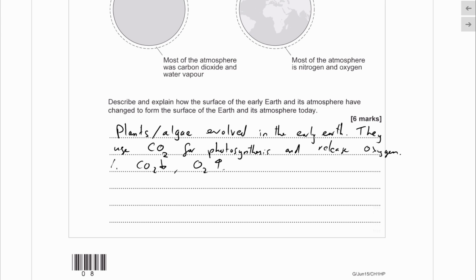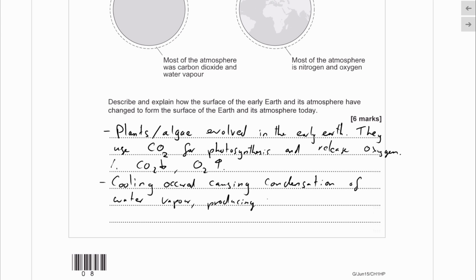All right, what about the water? Well, as the Earth cooled, so cooling occurred. Okay, let's just put points. Cooling occurred, causing condensation of water vapor, producing liquid water, which obviously forms the oceans.